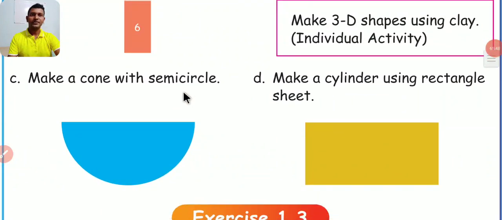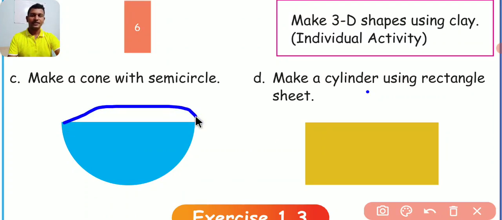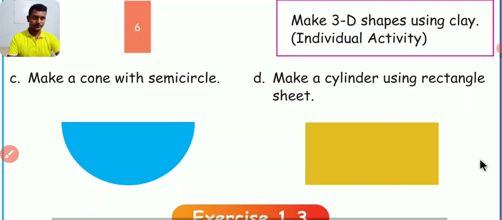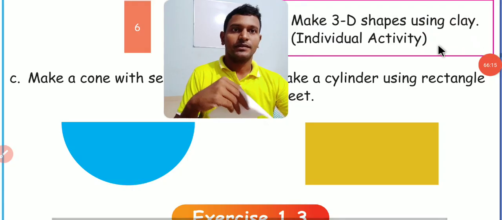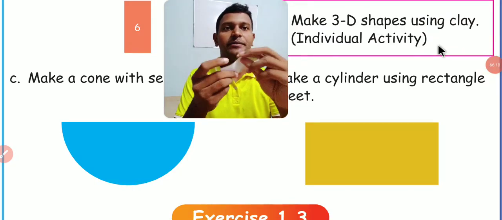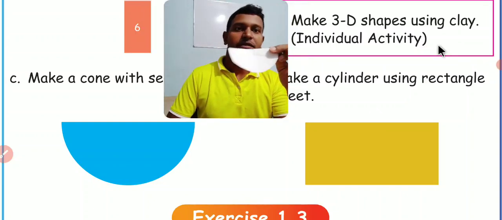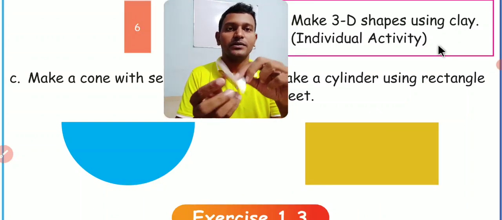Next one. Make a cone with a semicircle. If you just fold this end to this end, it will form the cone shape. Just roll this end to this end, and it will form the cone shape. I will do it. Here I have the semicircle. You see, by using the semicircle I am going to make the cone.